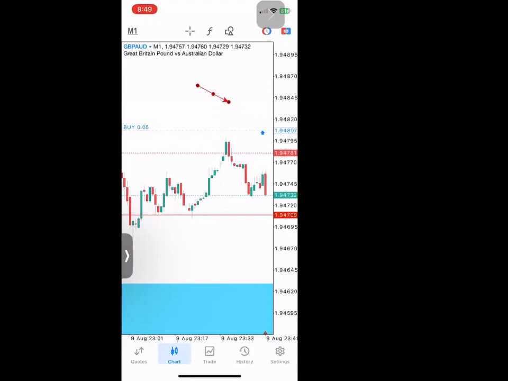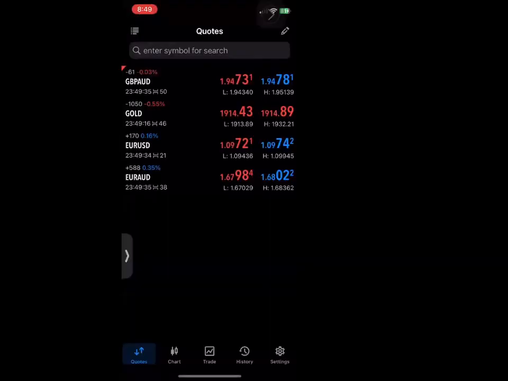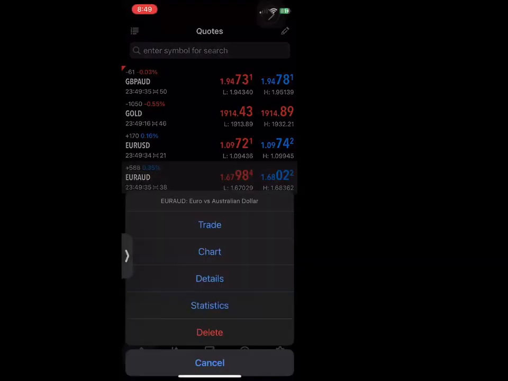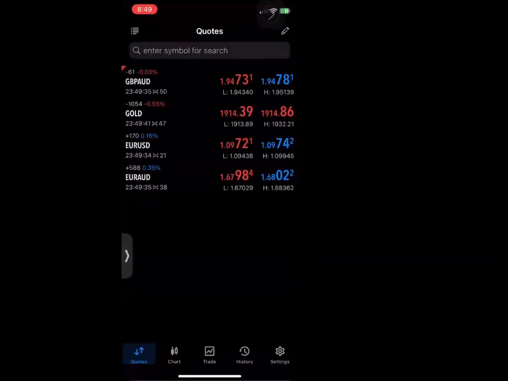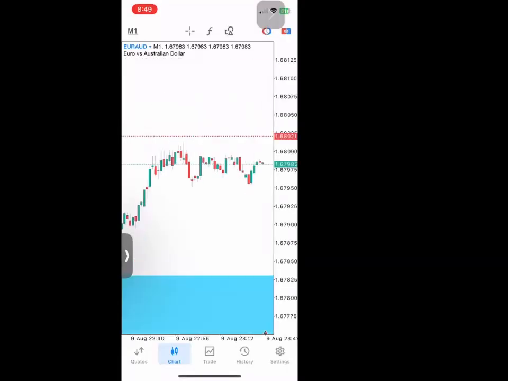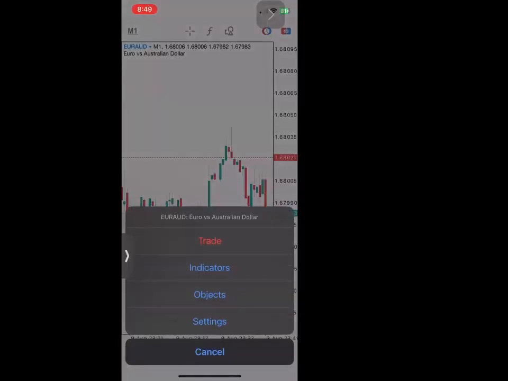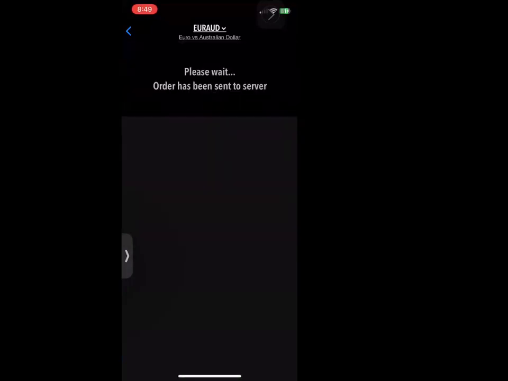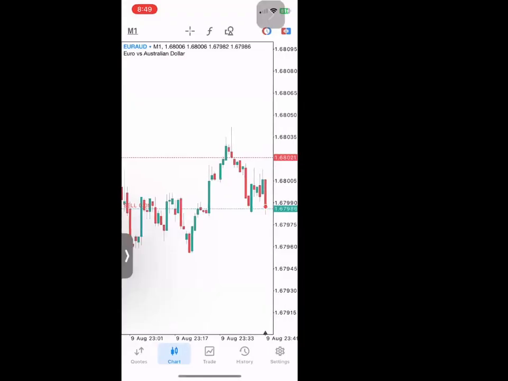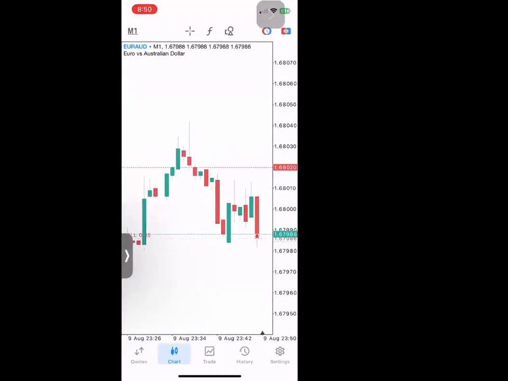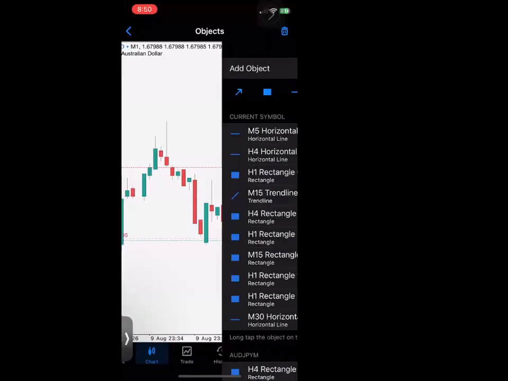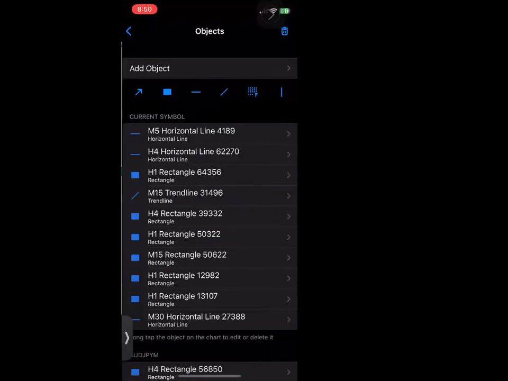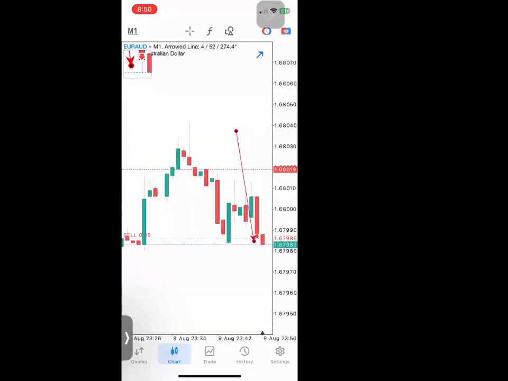Let's take a good look. Let's take a sell on a different pair. Let's go to Euro USD, go to chart, and then take a sell. We are taking a sell. Let's see where the price is going to pick, the green line or the red line. Now we are selling here. Now see where the sell started. The sell started on the green line.